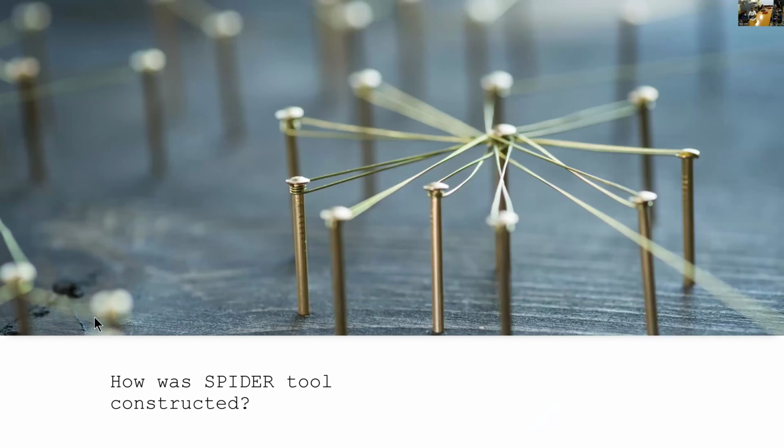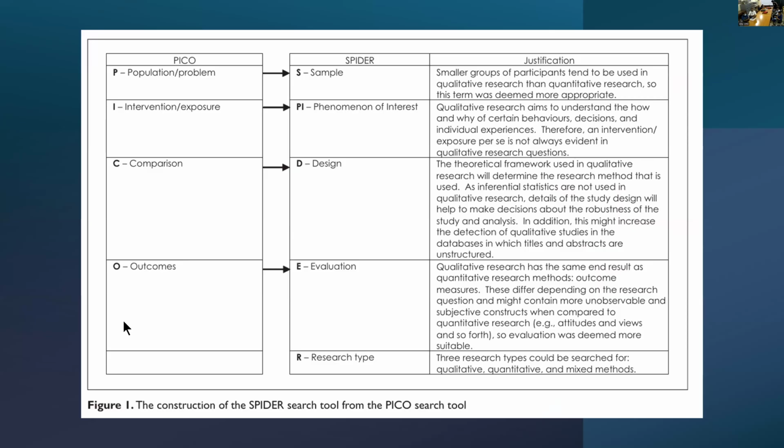So how was the SPIDER tool constructed? Basically they've taken the existing PICOT and modified it to adapt to a qualitative study. The P, population or problem, they have replaced with S for sample. Why did they do that? In a quantitative study, you want your findings to be extrapolated to the entire population. But you don't need that in a qualitative study. You are basically looking at a subset of the population and understanding their experiences. So they have replaced that with a smaller term called sample.